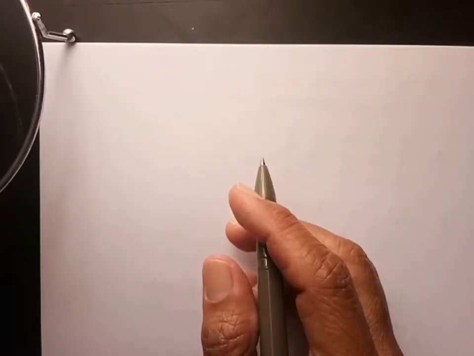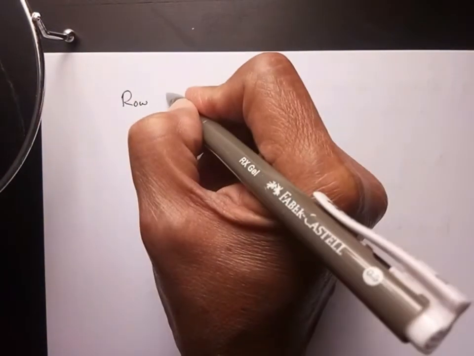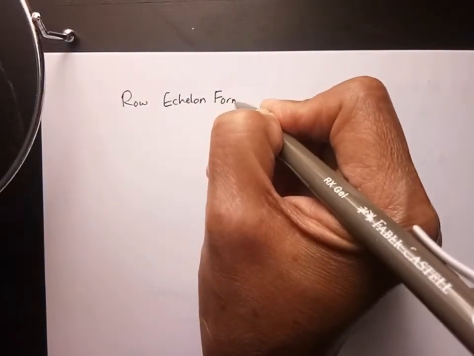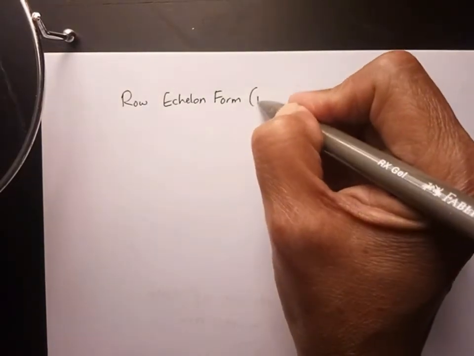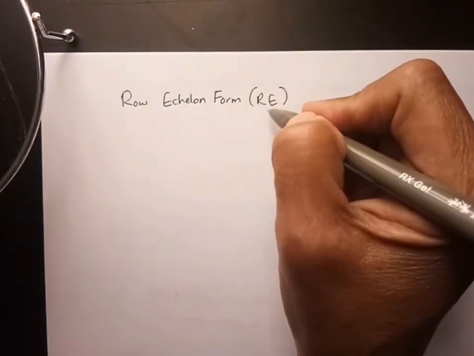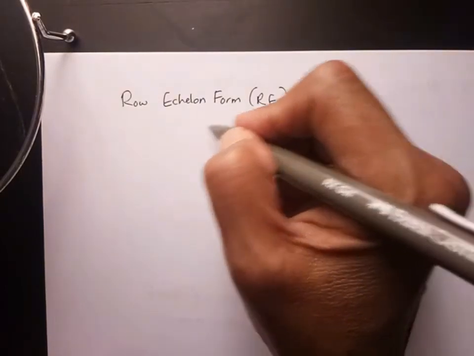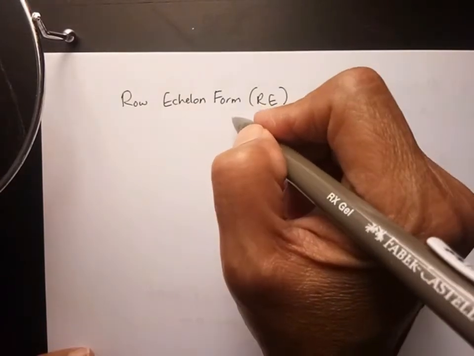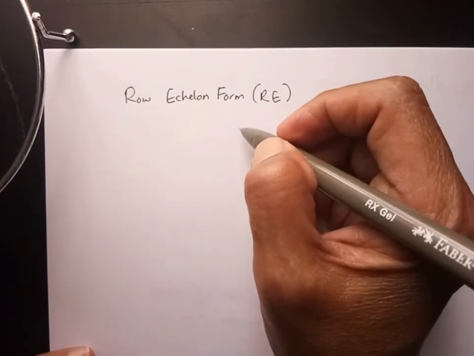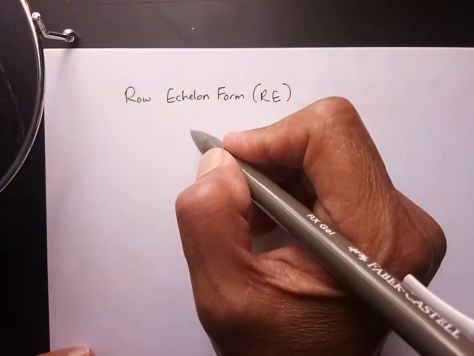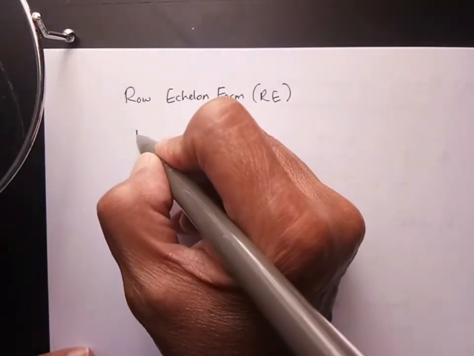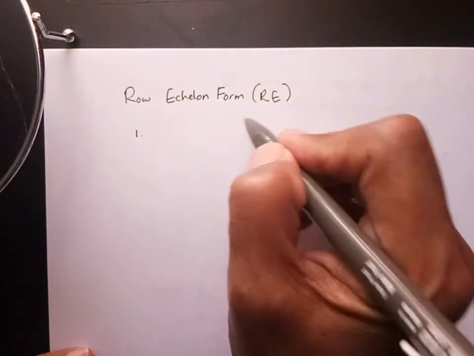Okay, next is row echelon form. In a simple form, we write REF, row echelon form. We are going to differentiate between row echelon form and reduced row echelon form. First let's have a look at the row echelon form. There are properties a row echelon form matrix must meet.